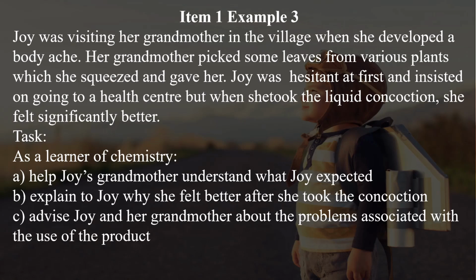Explain to Joy why she felt better after she took the concoction. Why will she feel better after taking that concoction? It is because that concoction reduces pain by inhibiting the transmission of nerve impulses that would have transmitted the pain. If the transmission of those nerve impulses is being inhibited, it means the pain will reduce. Advise Joy and her grandmother about the problem associated with the use of the product.